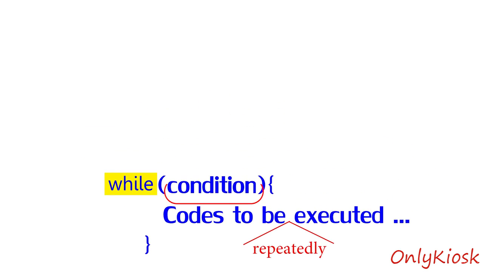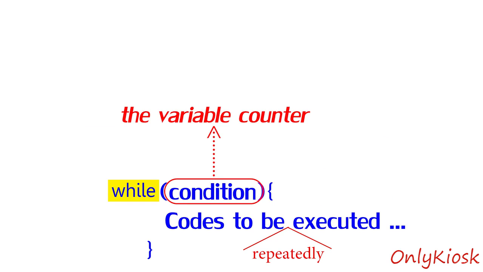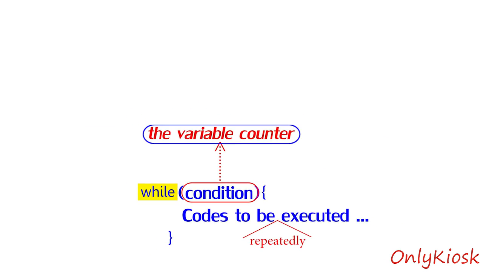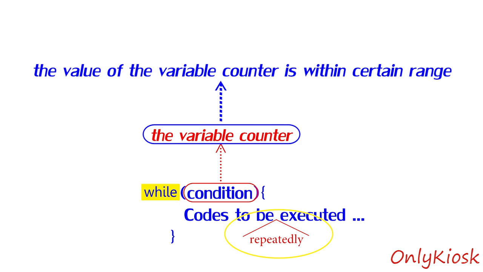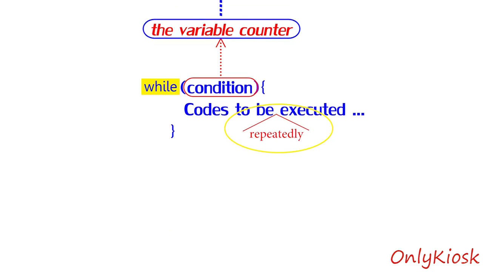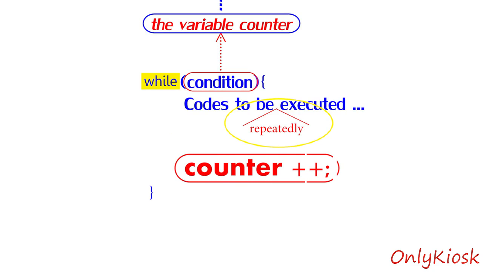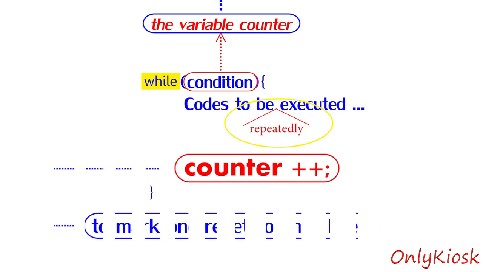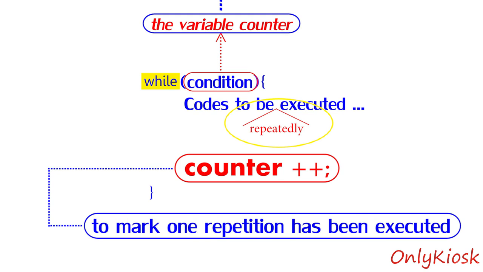Usually, the condition is the counter. As long as the counter is within certain range, the codes inside the curly brackets will be repeatedly executed. Inside the curly brackets, behind all the codes we want to be repeatedly executed, we need to either increase or decrease the value of the counter variable by 1. This is to mark that one repetition has been executed.